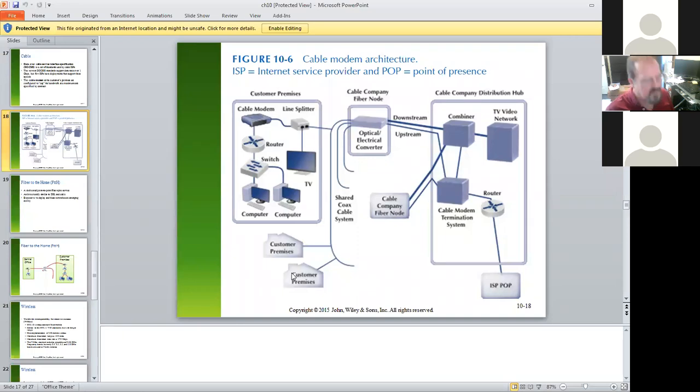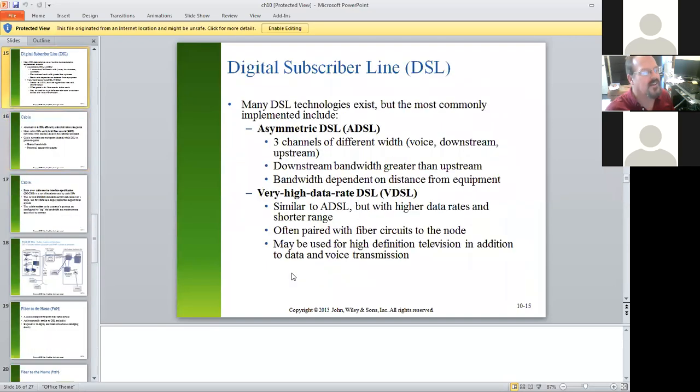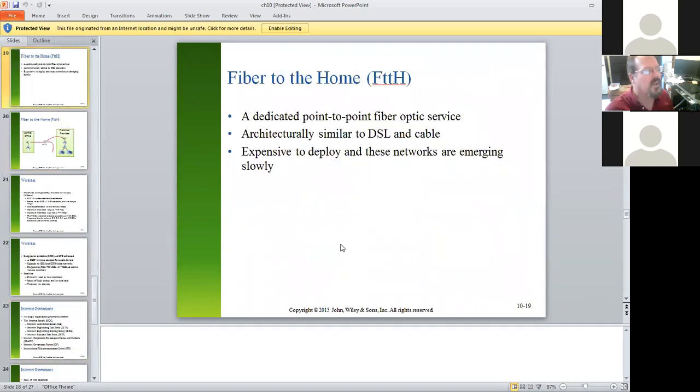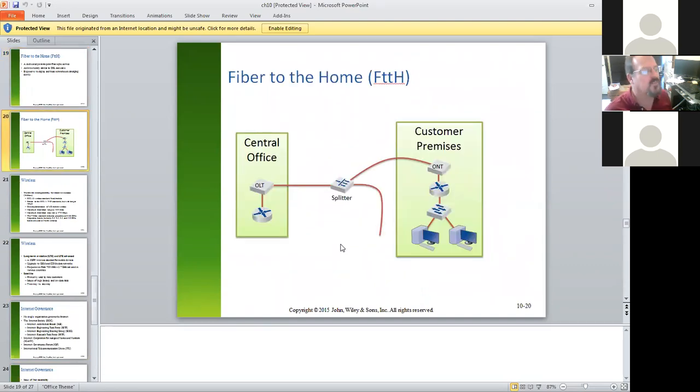Cable modem server. This basically looks just like that. It's just a matter of where the split happens. That's all that is going on. And then fiber to the home, setup basically the same. You have to have fiber optic service. It's usually more expensive.